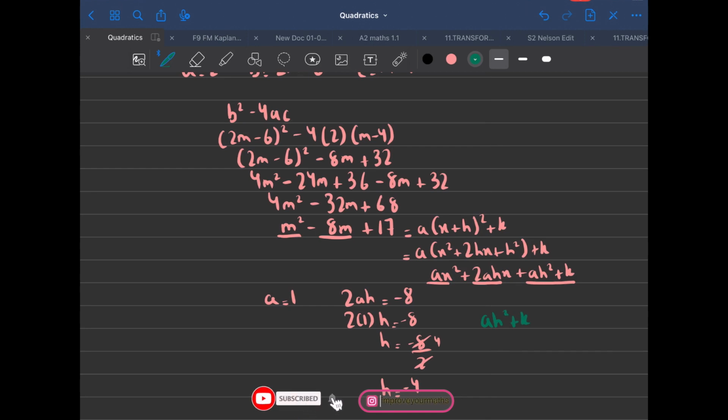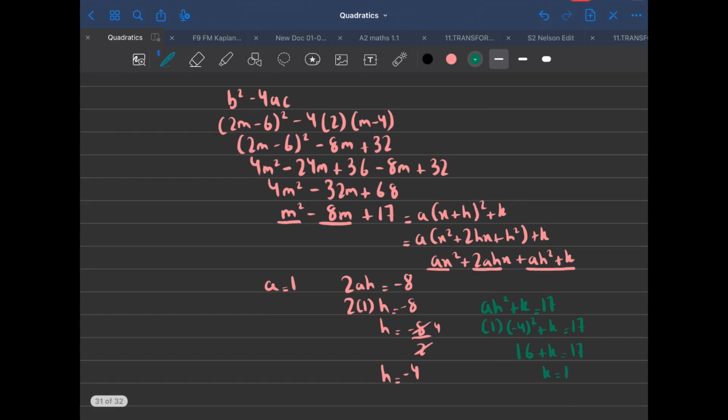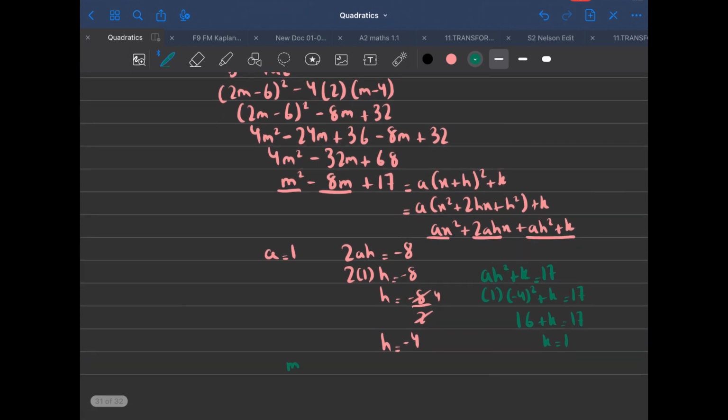ah squared plus k is equal to 17. What's a? 1. What's h? Minus 4 squared plus k is equal to 17. So it's going to be 16 plus k is equal to 17. My k will be 1. Do you get this? Now I'm going to write like this. Instead of x, there was m. m minus 4 whole squared plus 1.